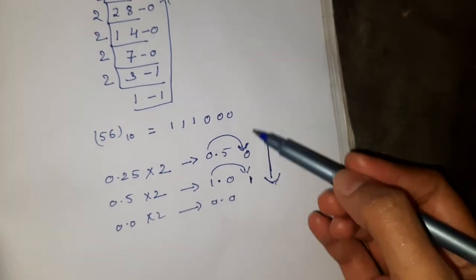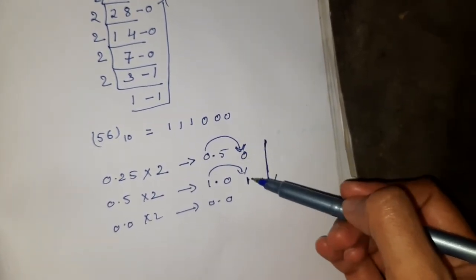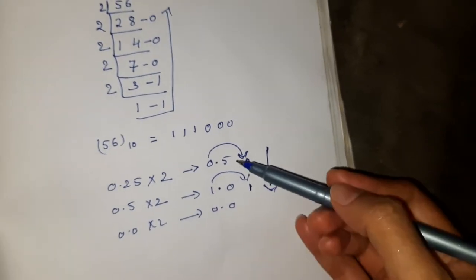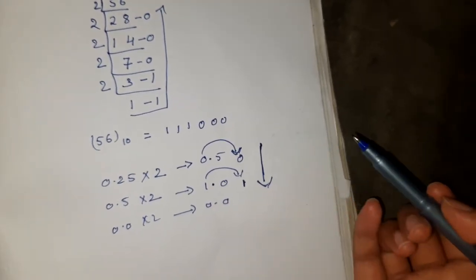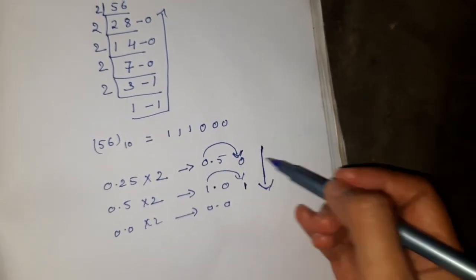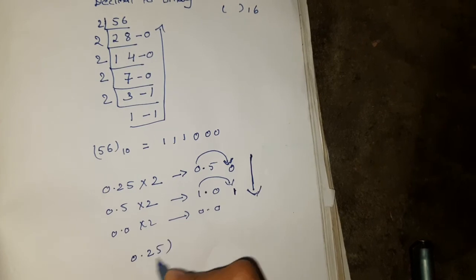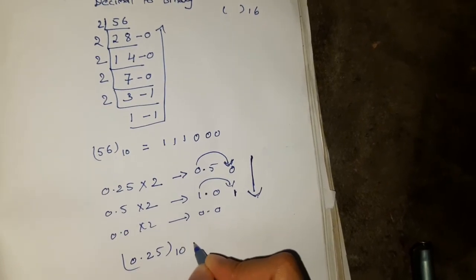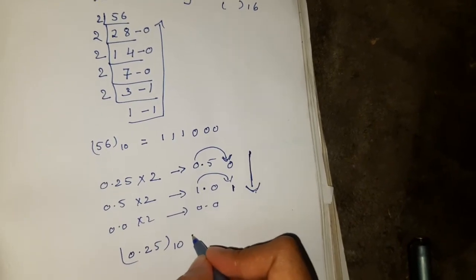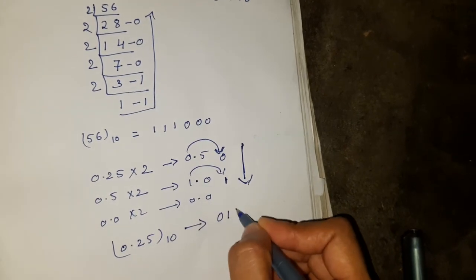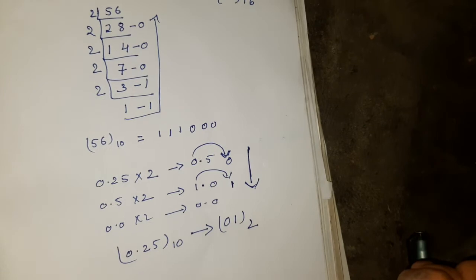Two digits after the point are enough. No need to take more numbers. So we got 0.25 in decimal, which should be converted as 0.01 in binary.